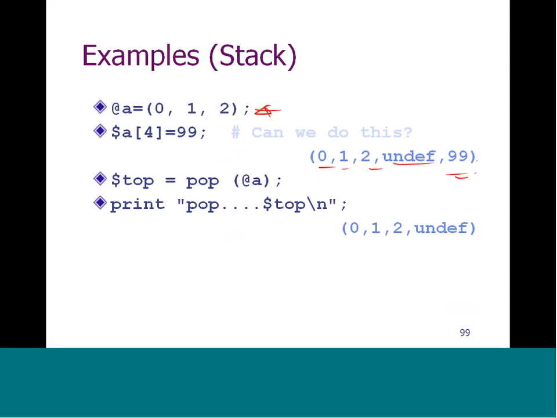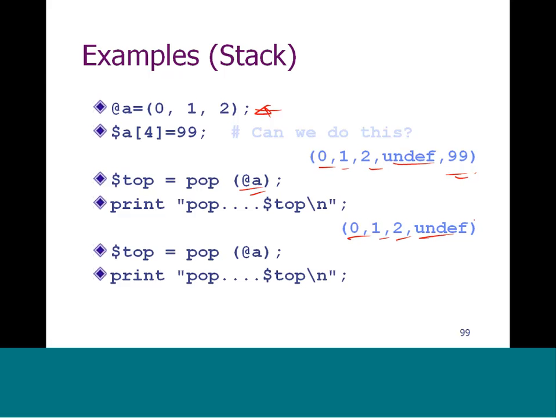So now $top is defined as we want to pop stuff from @A, and that was successfully done. Then we print the pop to the top, and that prints out 1, 2, 0, 1, 2, and then undefined, and then top equal to pop. And then pop stop, this will print out 0, 1, and 2.